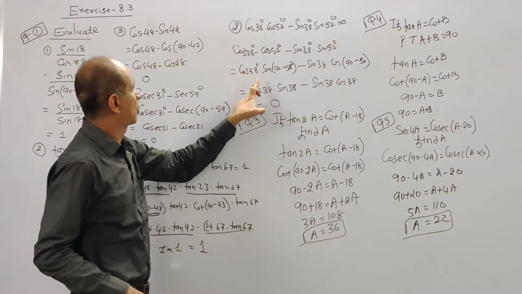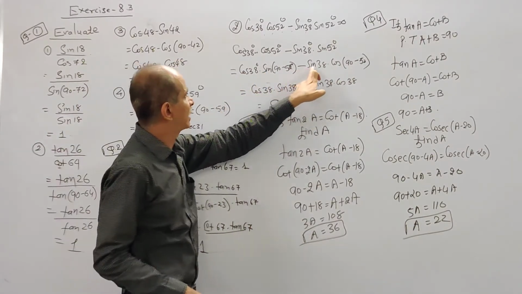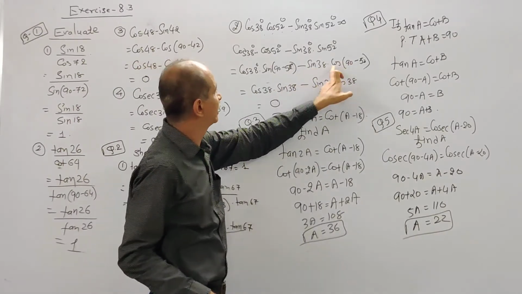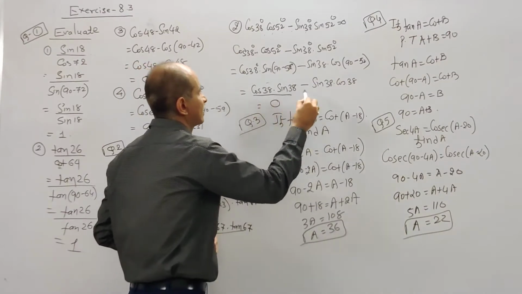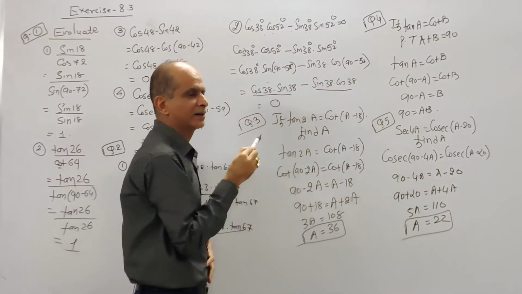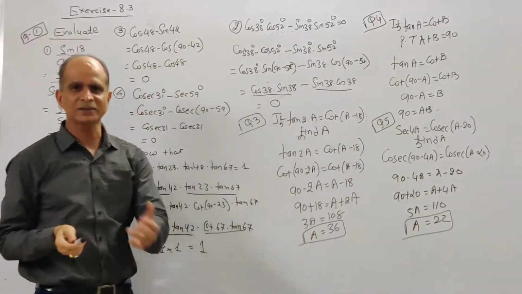So here cos 38, here you get sin 38, minus sin 38, here you get cos 38. You know both are same: cos 38 sin 38, cos 38 sin 38, and that's why x minus x is equal to 0. So your value is 0.